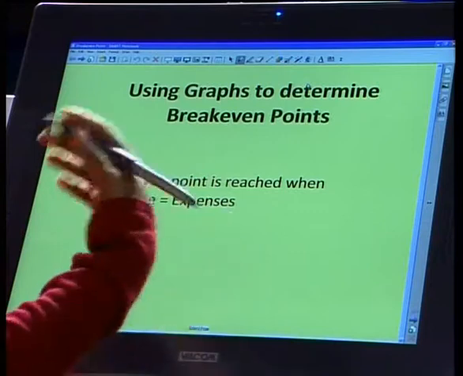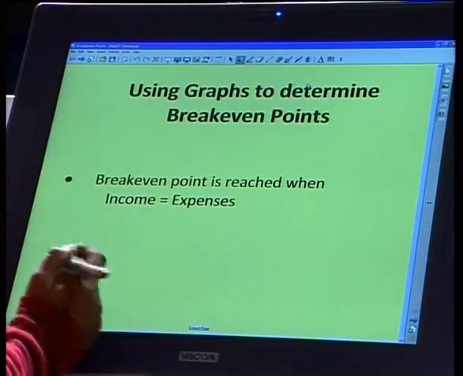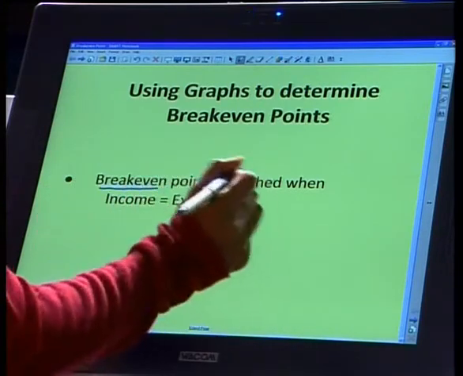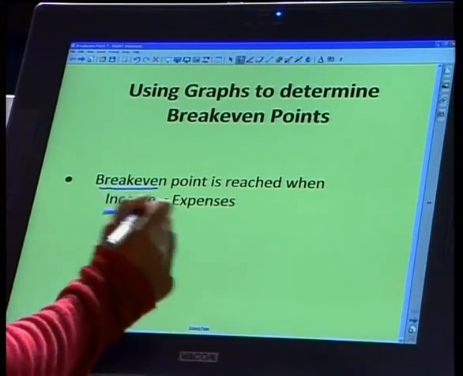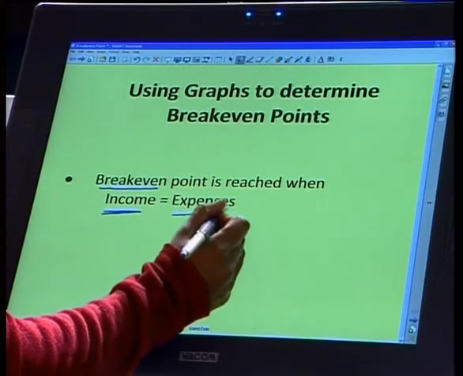In this session, we are going to look at break-even points and how you can use your graph to determine break-even points. Firstly, just remember, when you interpret any type of graph, you always must gather as much information as possible just from what they have drawn. And a break-even point is a point that is reached when your income is equal to expenses.